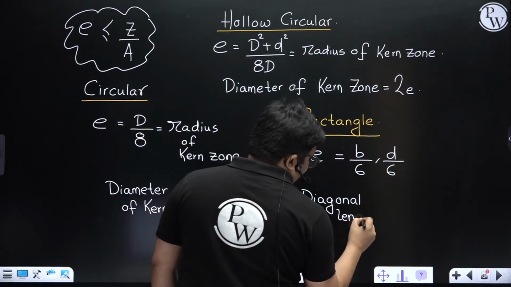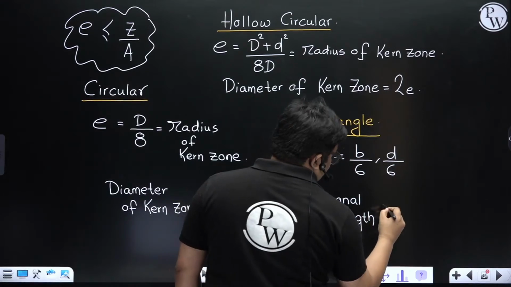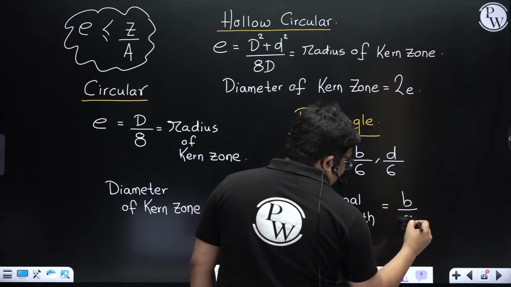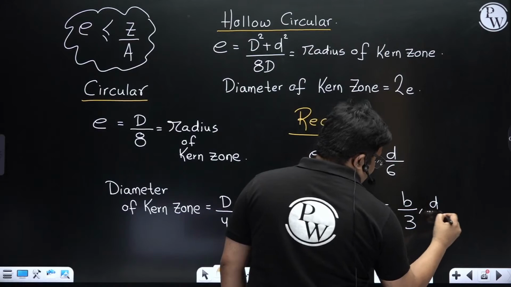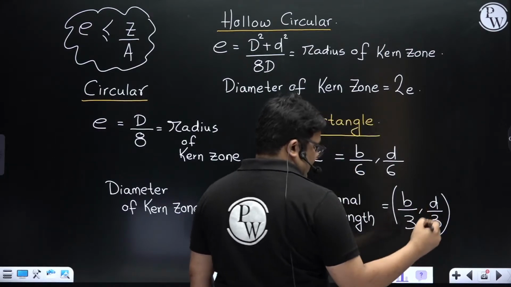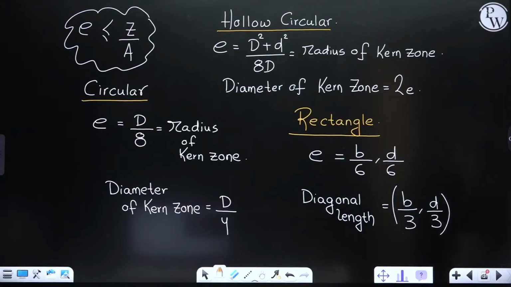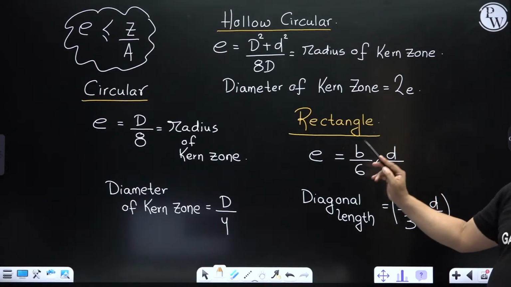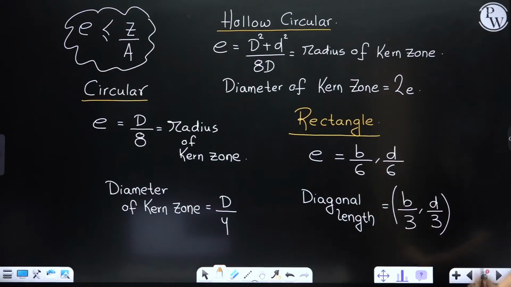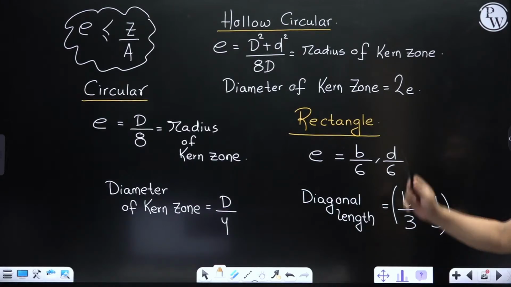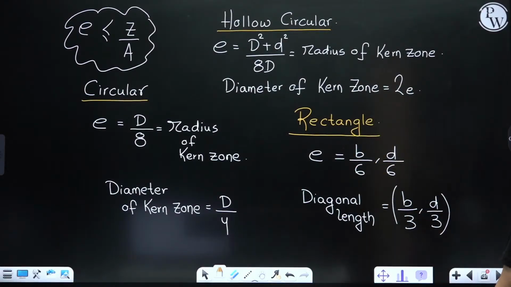So read the question very carefully in the examination, what they are asking. Students jump into the examination whenever there is a question. Don't jump, read the question. For a rectangle, if they ask you eccentricity, it is b by 6, d by 6. If they ask you diagonal length, it is b by 3, d by 3. Same for hollow circular and circular.